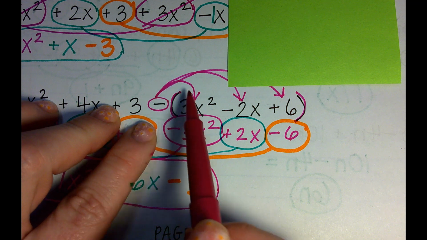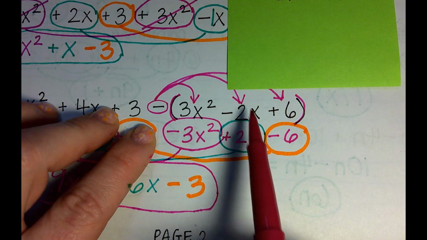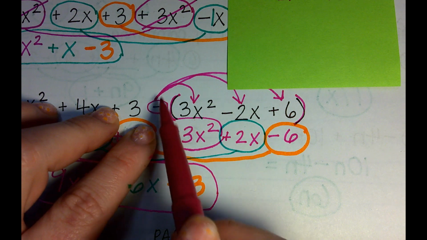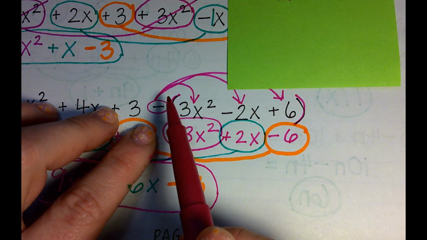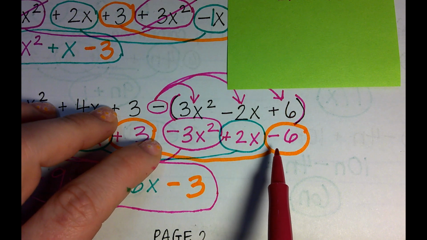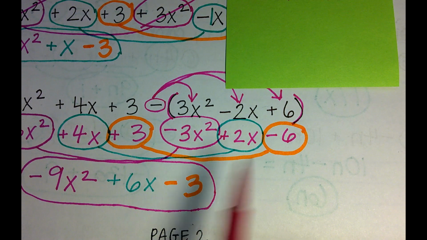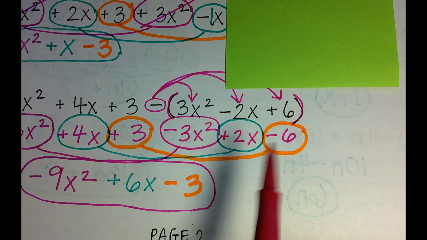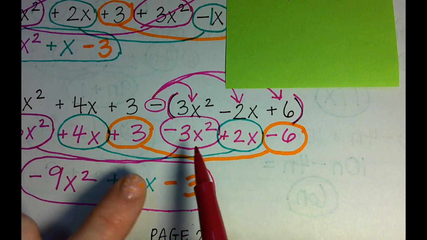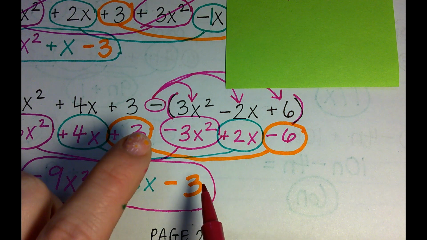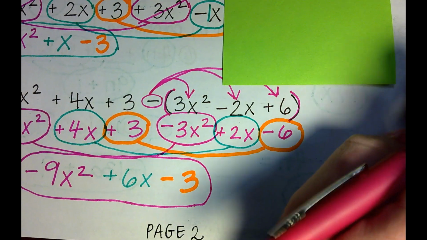Now it turns from positive 3x squared to negative 3x squared. Negative 2x to positive 2x. Positive 6 turns into negative 6. So it's the exact same thing as multiplying a negative number, just without the number. Does that make a little more sense? Or are you still a little confused about why we're switching? Because I can explain it in a different way. Do you want me to explain it in a different way?